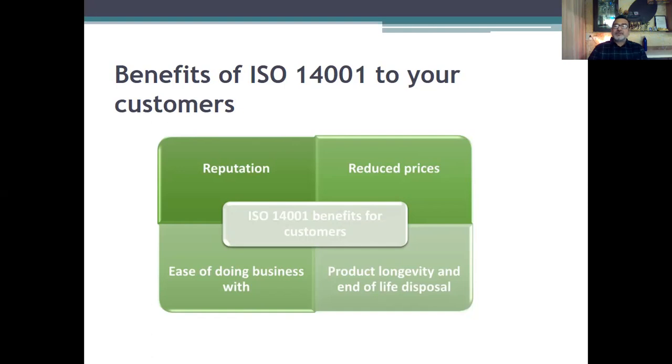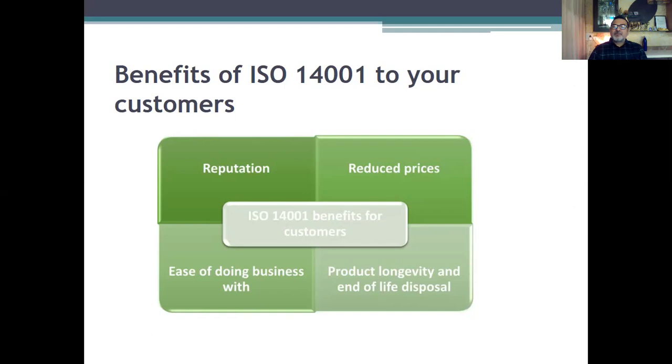Ease of doing business. One of the benefits of ISO 14001 is that your organization will have developed a standardized way of doing business that is in line with the requirements of the standard. Whether dealing with communication, non-conformities, or customer complaints, your customer can expect a standard method and output from any ISO 14001 certified supplier. This has distinct benefit in terms of ease of doing business, product longevity, and end-of-life disposal.